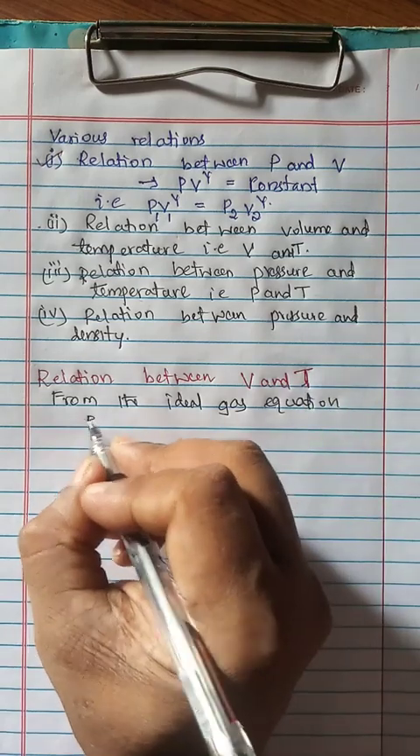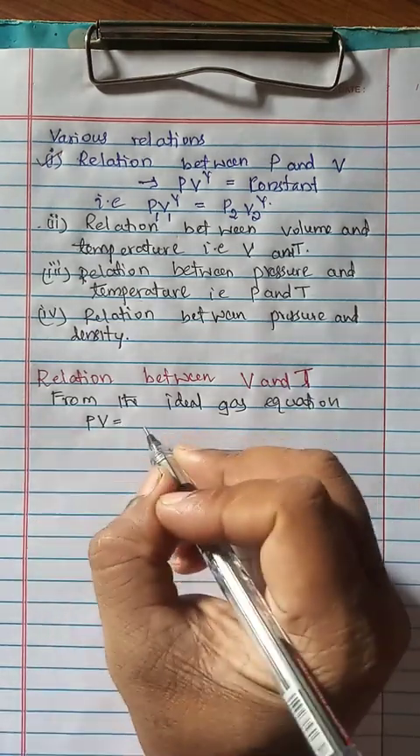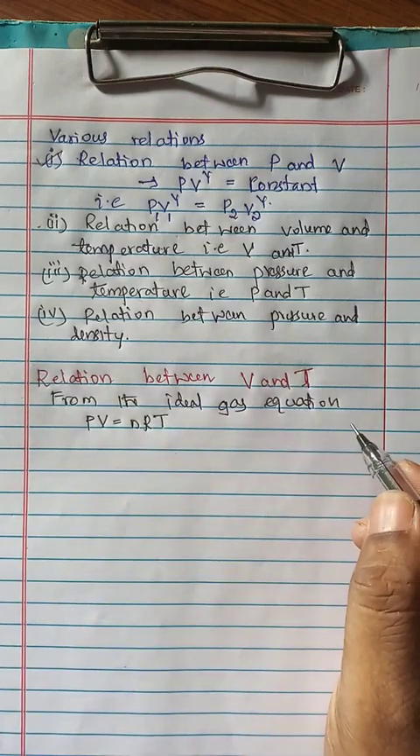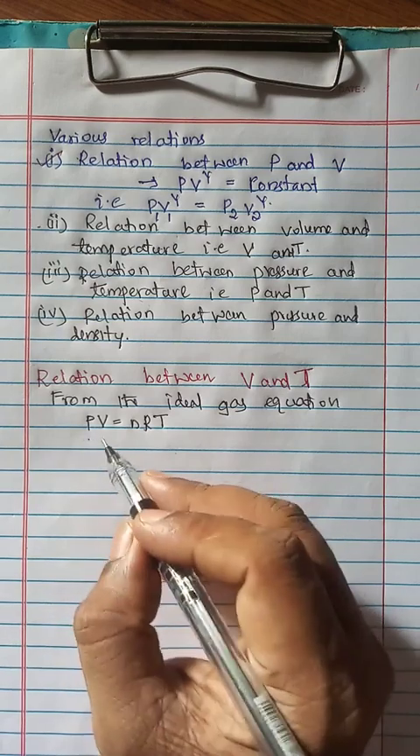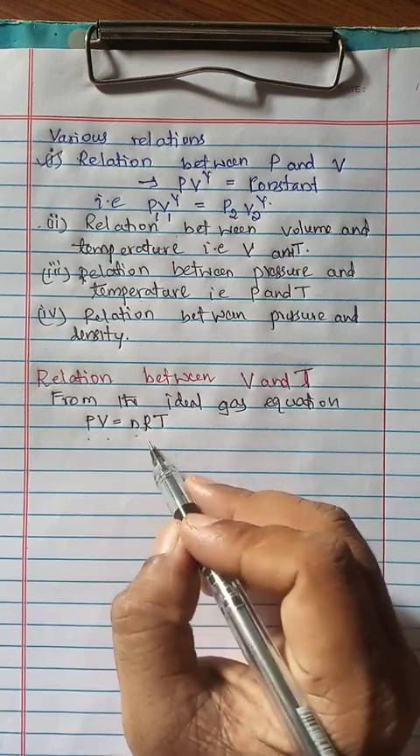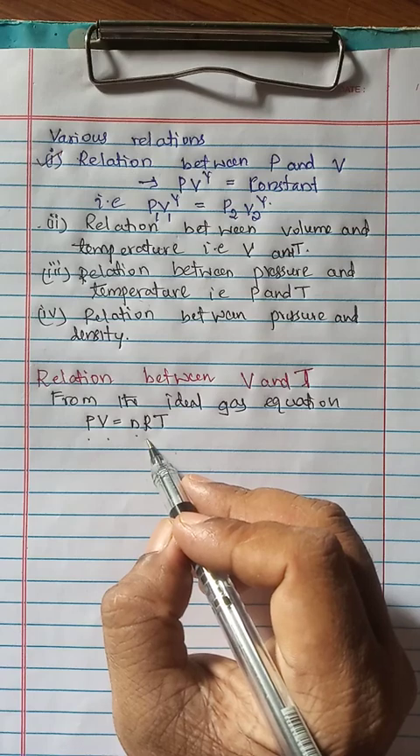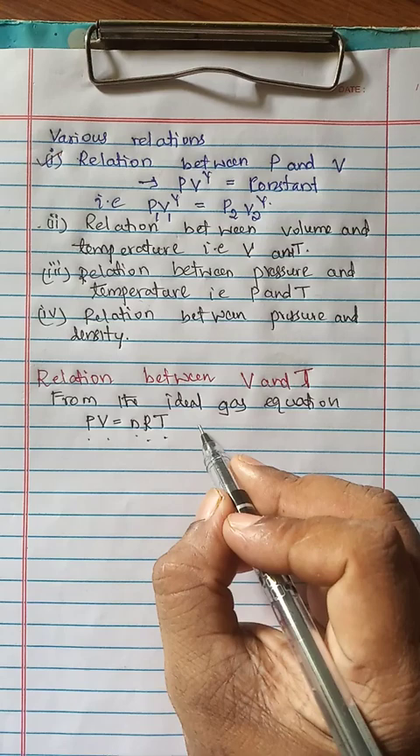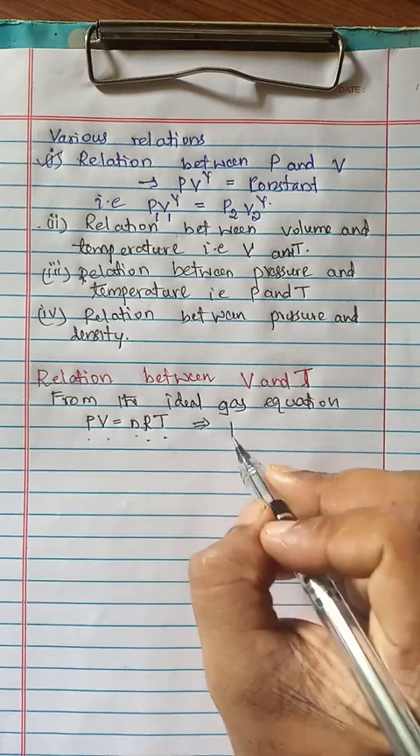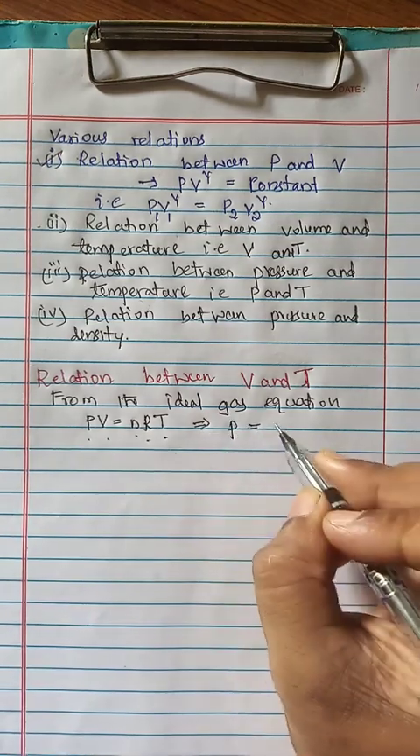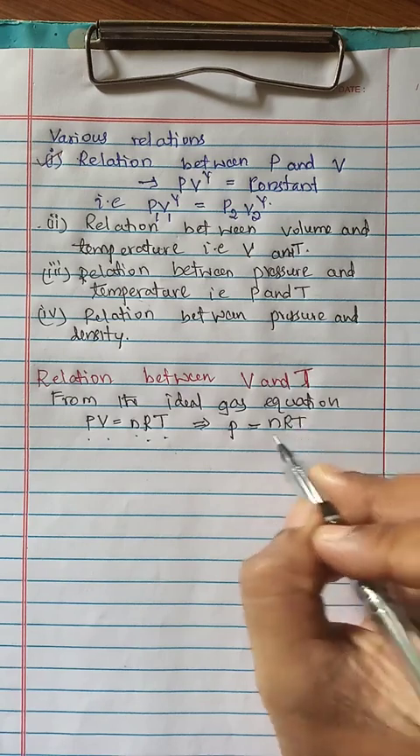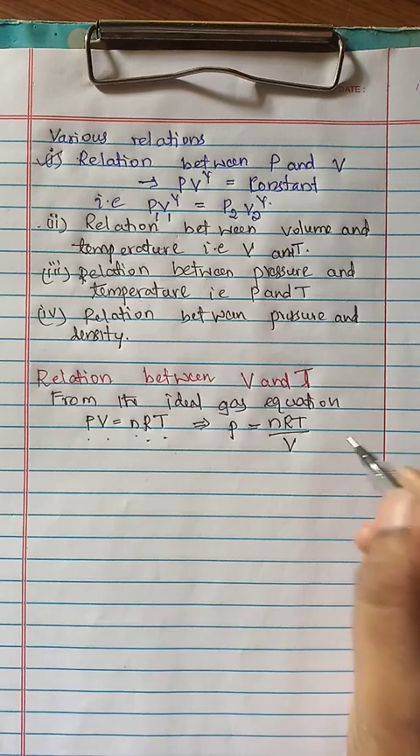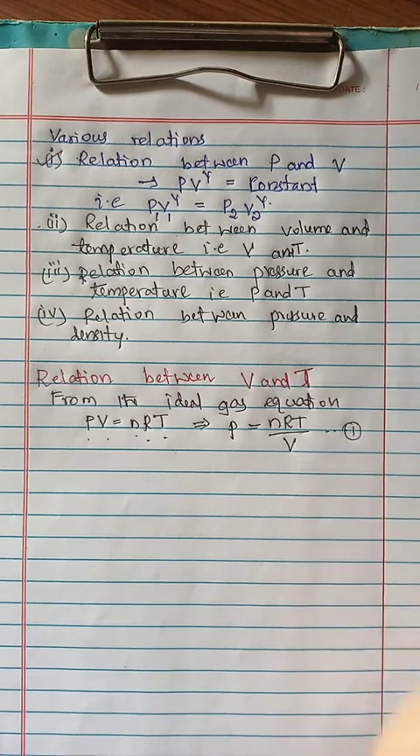everyone knows that PV is equal to nRT. What is P? P is pressure, V is volume, n is number of moles, R is the ideal gas constant or universal gas constant, T is temperature, right? From this equation, try to find out what is P. P is nothing but nRT by V. So this is called 1.